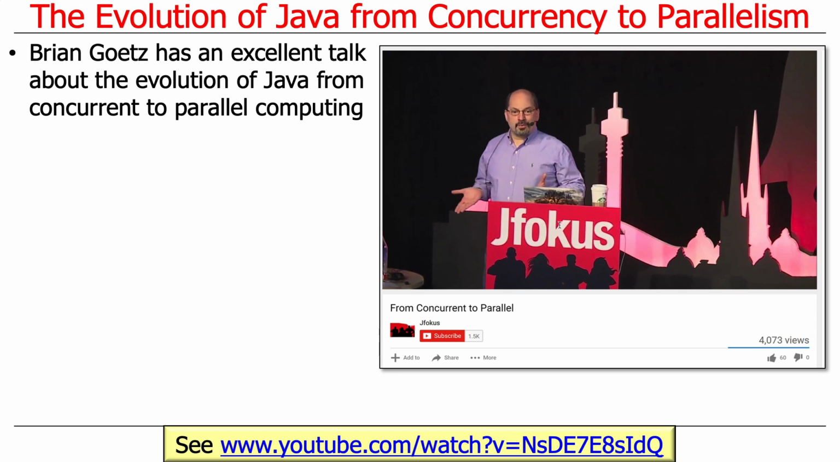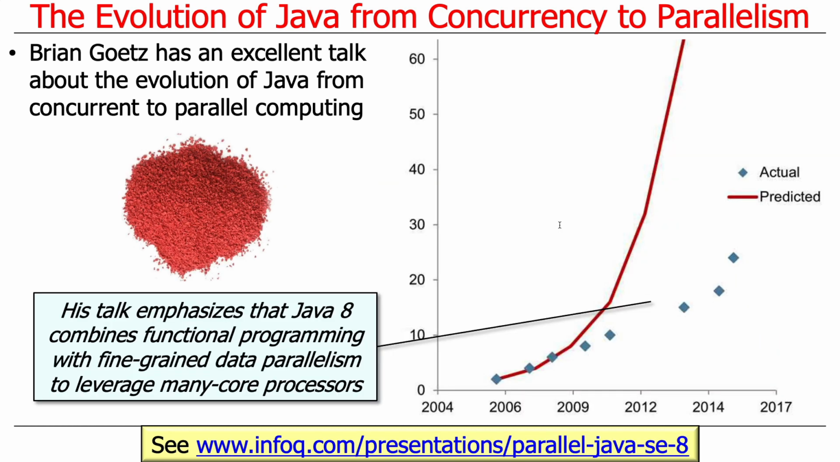Brian Goetz, who's the chief architect for the Java platform, has a really good talk that discusses the evolution of Java from concurrent to parallel computing. And you can watch that here. It's a really, really good talk. I strongly recommend you watch it. And he's the one who really talked about this N times Q model and talks about how Java 8 combines functional programming with fine-grained data parallelism in an attempt to take better advantage of processor cores.